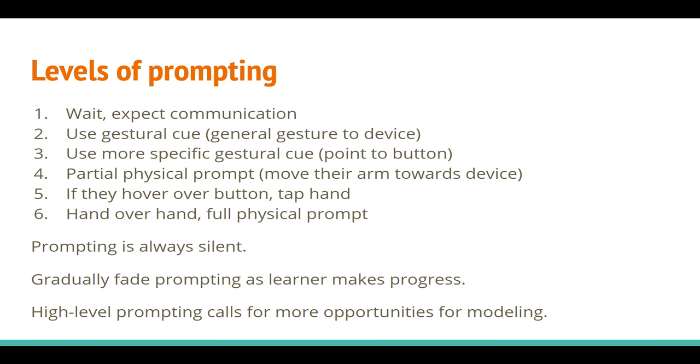Prompting is always silent, and you want to gradually fade prompting as the learner makes progress. High-level prompting calls for more opportunities for modeling. So with this, you want to start at level 1 and only move up a level if the learner needs that help.